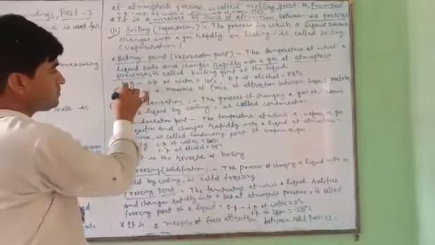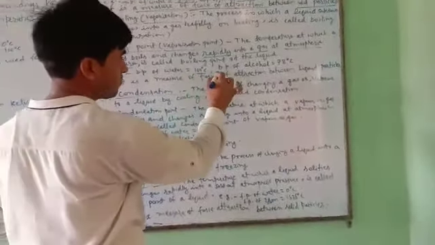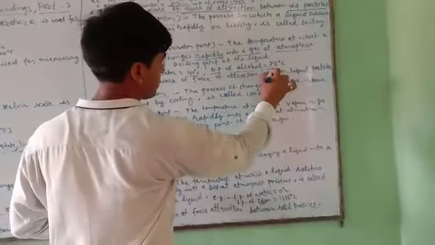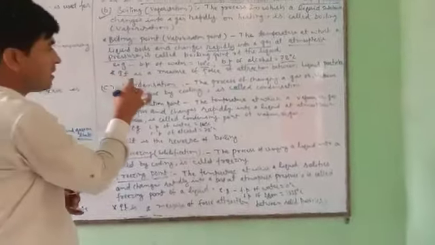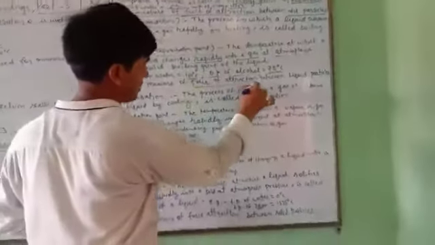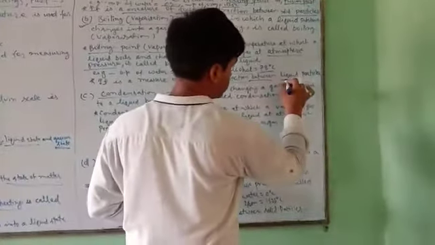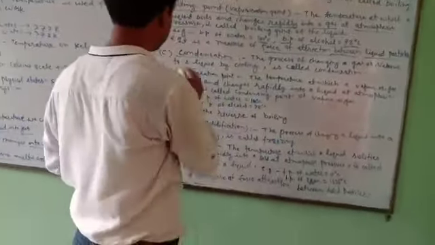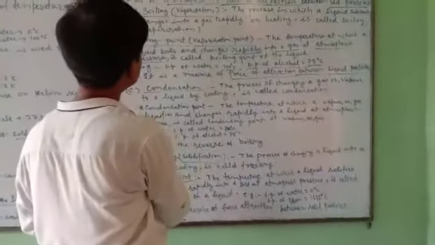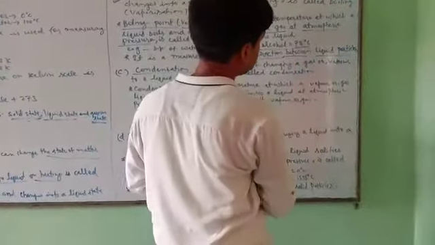For example, the boiling point of water is 100 degrees Celsius. The boiling point of alcohol is 78 degrees Celsius. And boiling is the measure of force of attraction between liquid particles.